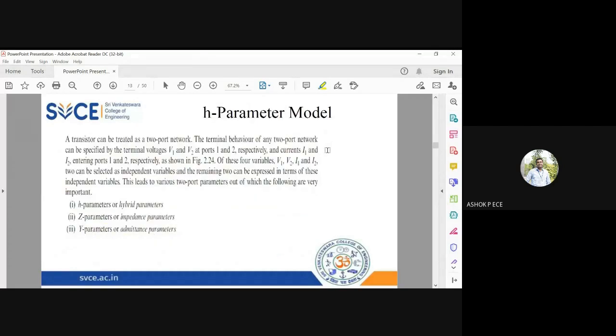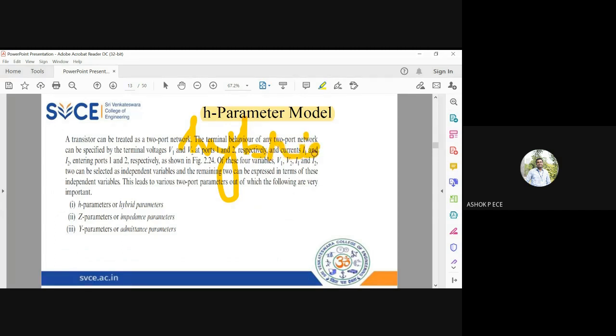And now the next model, what we are going to see is the H parameter model. This one is almost familiar to you. We have seen in a very basic way what the H parameter model is. So we are going to see in depth what the H parameter model is. The H in the H parameters model stands for hybrid. Okay, it is called hybrid.